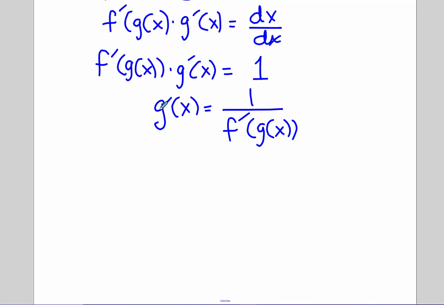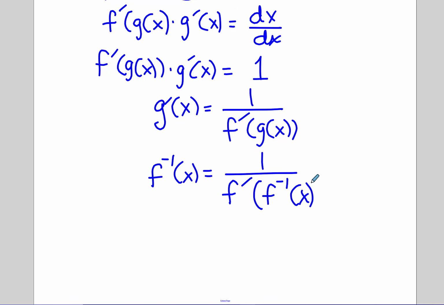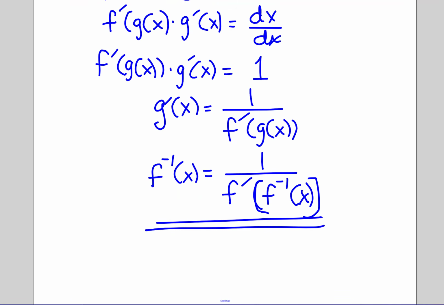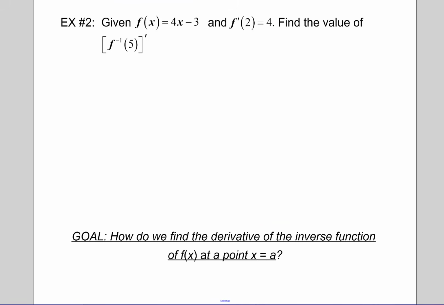And we said g was the inverse function, so the derivative of the inverse function is the reciprocal of the derivative of the function, evaluated at the inverse of x somewhere on that curve. Okay, so we just proved, using the chain rule and differentiating both sides, we could find a formula for the derivative of an inverse. And we just proved that the slopes are reciprocals of each other. And we'll see that in our coming examples.